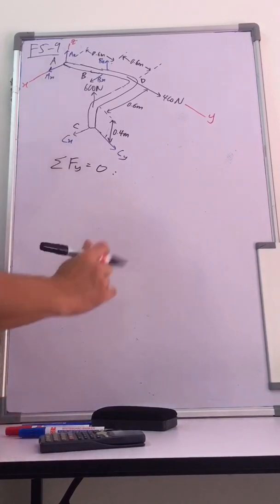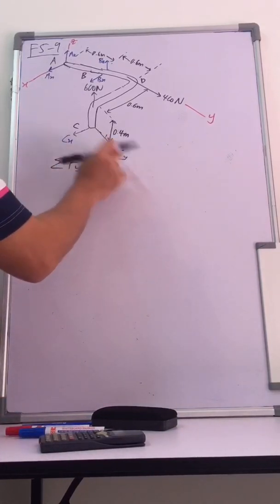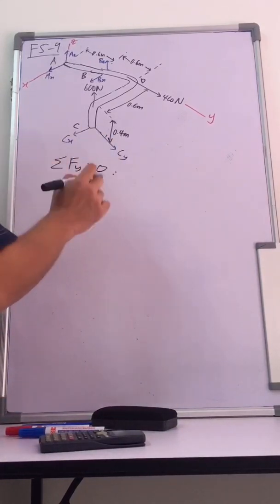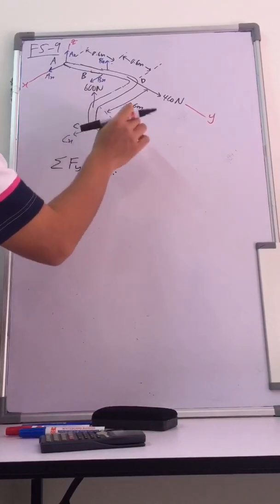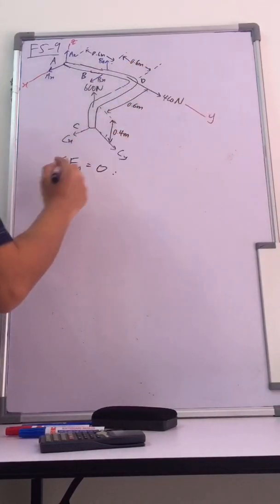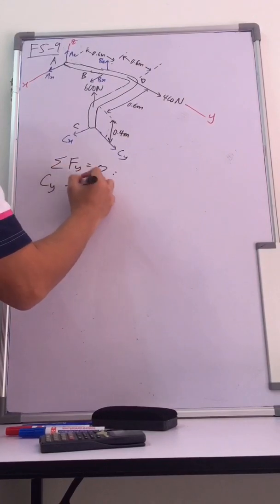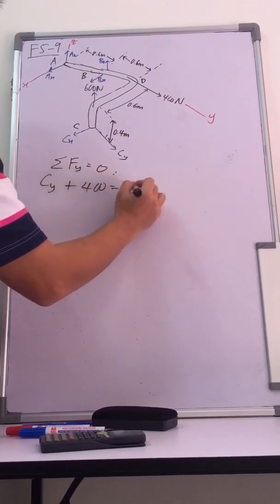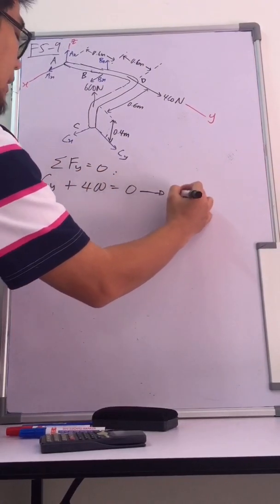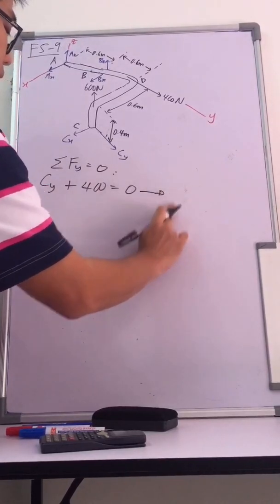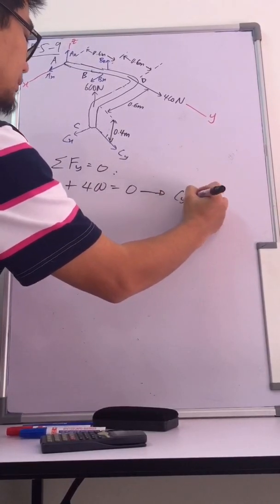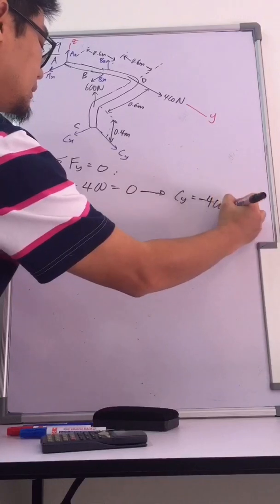So if you do this one first, you can solve Cy straight away in this equation. So you assume y positive going this way. So positive Cy plus 400 equals 0. So Cy equals minus 400 Newton.